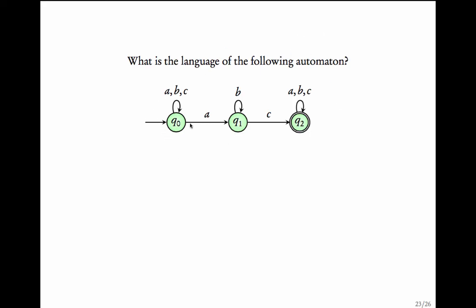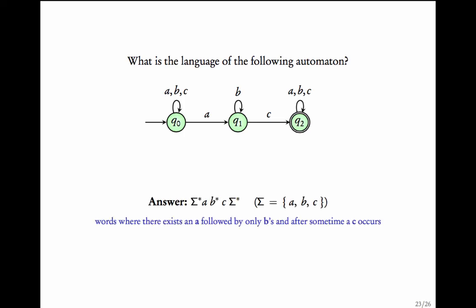What is the language? You read a word in A, B, C, then you have to read an A and read only B's, read a C, and then read any word. Essentially, words where there exists an A followed by only B's, and after some time a C occurs. So this is sigma star A, B star, C.